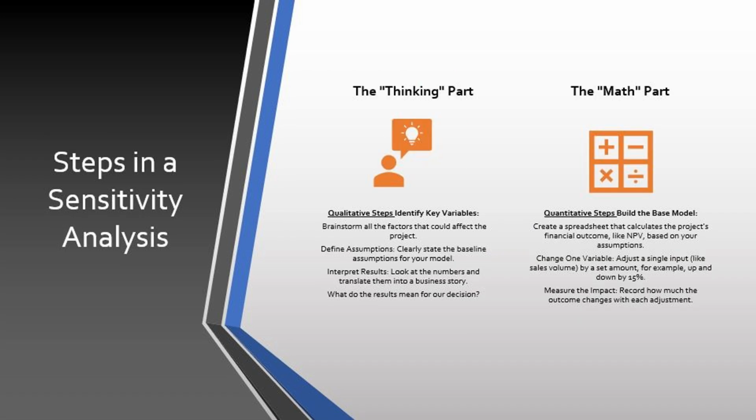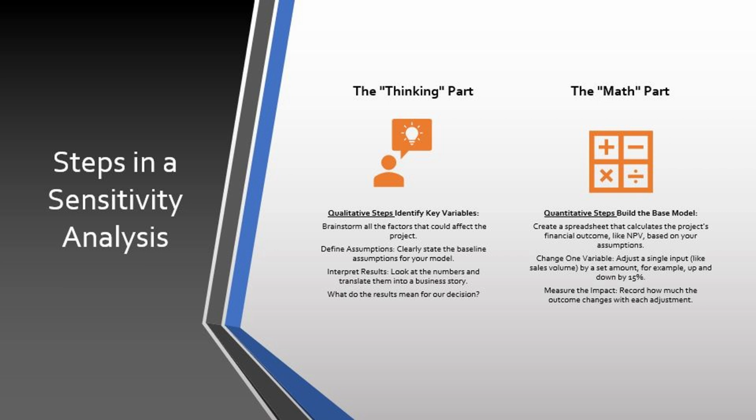A proper sensitivity analysis involves both qualitative and quantitative steps. The qualitative or thinking part comes first. This is where we brainstorm all the key variables that could impact the project and then define our baseline assumptions. After the numbers are run, we have to interpret the results and understand what they may or may not mean in making our business decisions.